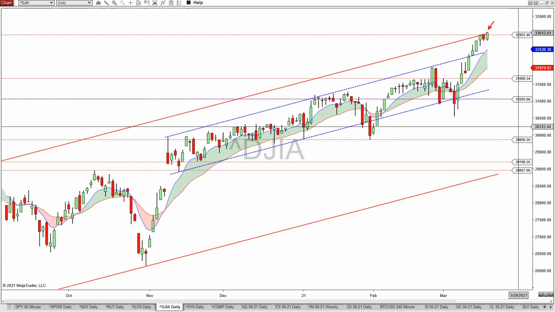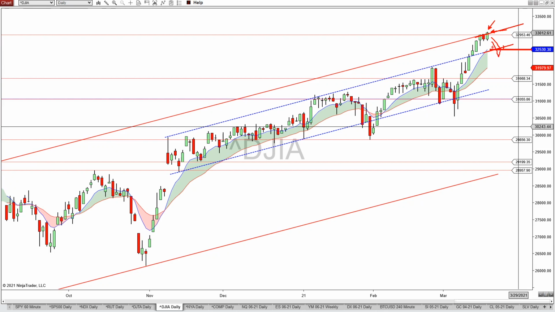It made a new intraday high and closed with a new all-time closing high. So once again, it's basically been hugging this upper channel trend line. And I wouldn't be surprised to see it come back down to this particular trend line here and this intermediate channel somewhere around this 32,530 level in the next day or two.